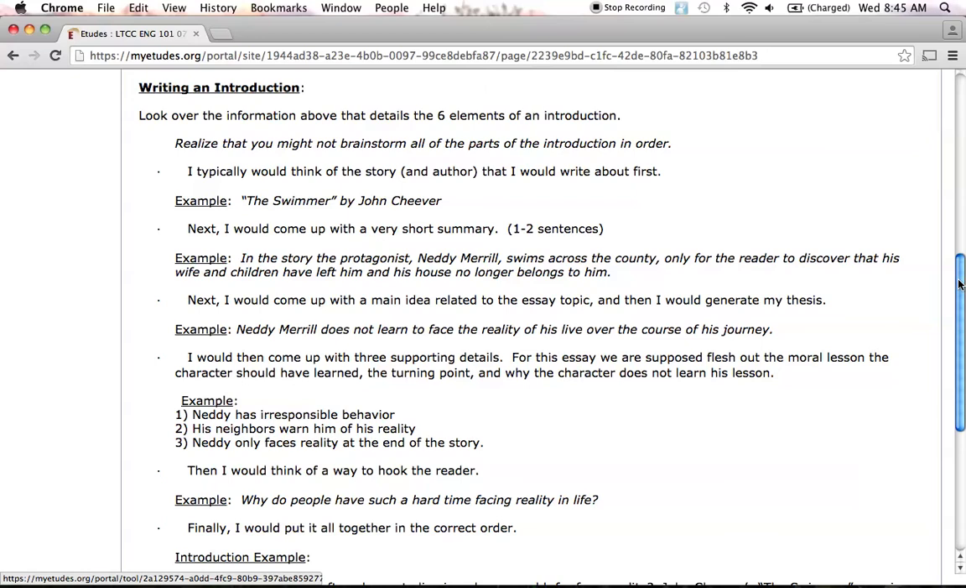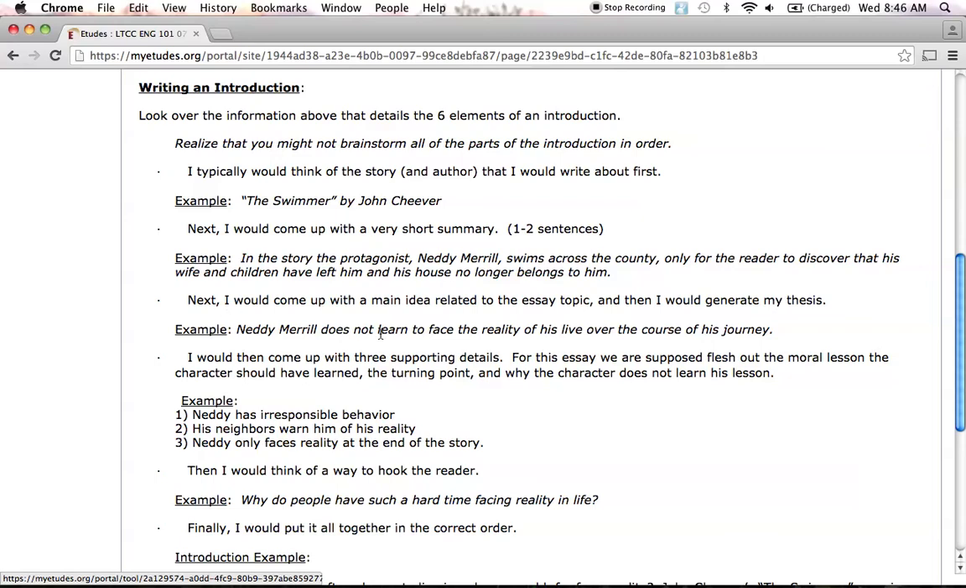Next thing I'm going to do is come up with a very short summary of the story. So my example is, in the story, the protagonist, Neddy Merrill, swims across the county only for the reader to discover that his wife and children have left him and his house no longer belongs to him. Everything looks good there. Okay, so check. I have my summary off the list.